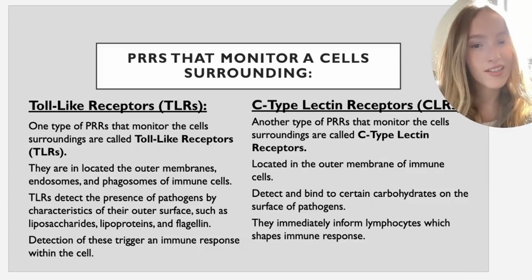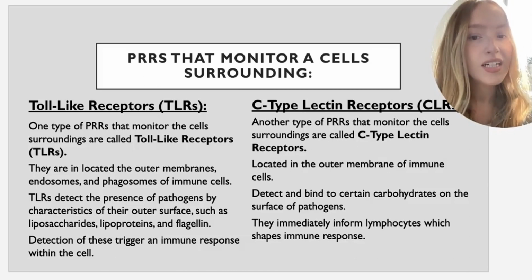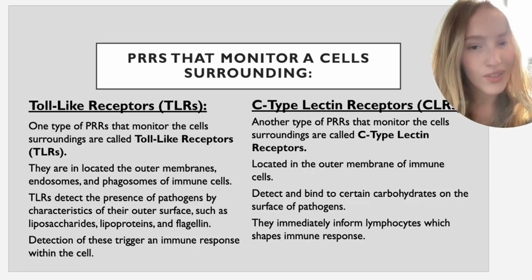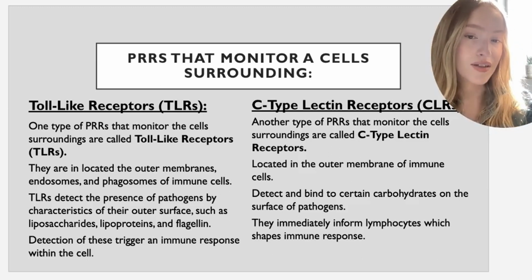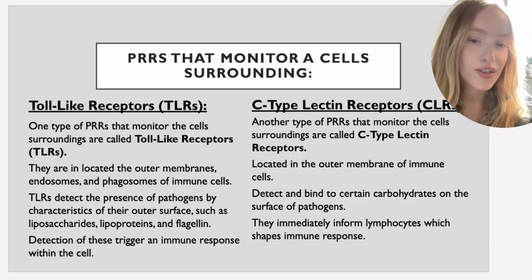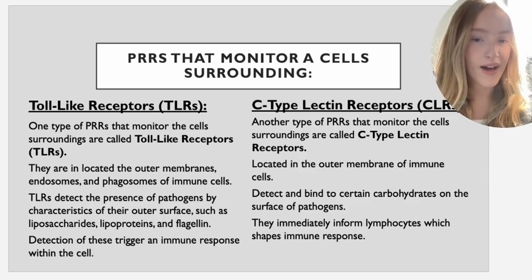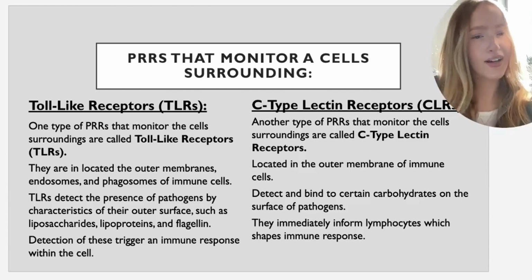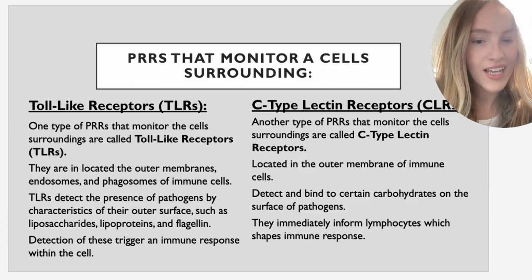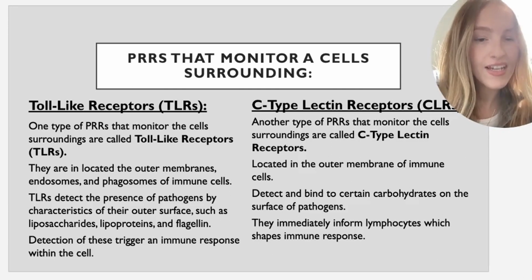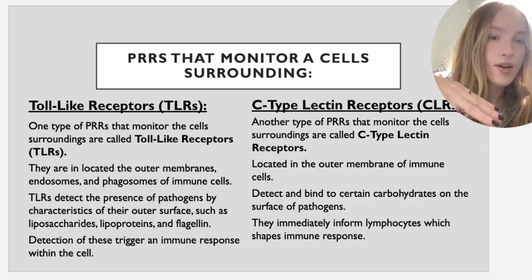There's two types of pattern recognition receptors that monitor a cell's surroundings. The first one is also called toll-like receptors. They're found within the outer membranes of the immune cells, in their endosomes and in their phagosomes. They detect the presence of pathogens by characteristics of their outer surface, such as lipopolysaccharides, lipoprotein, and flagellin. And then detection of those triggers an immune response within the cell.